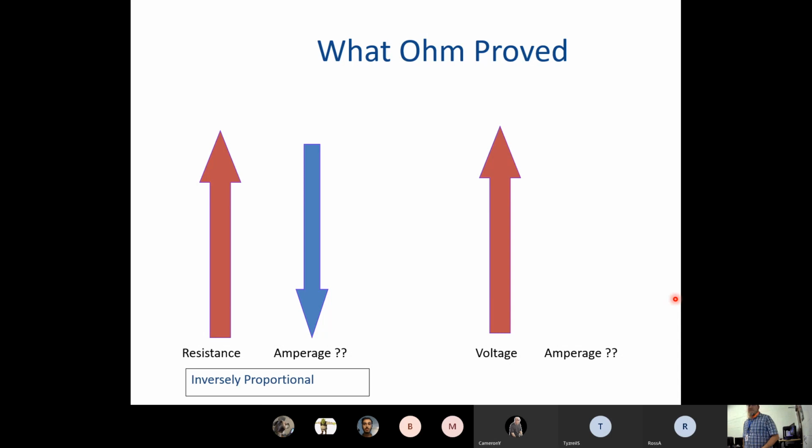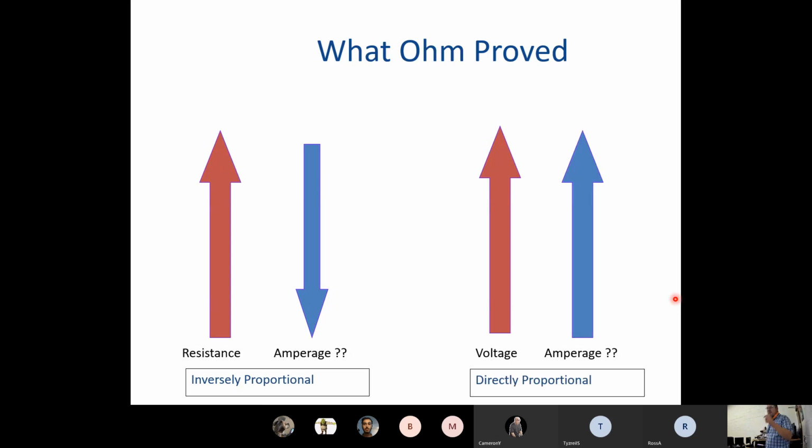Okay, so if you increase resistance, that decreases amperage, which makes them inversely proportional. If you increase voltage, what happens to amperage? It goes up, which makes them directly proportional. Inversely proportional: one goes up, the other goes down. With voltage, if voltage goes up, amperage goes up.